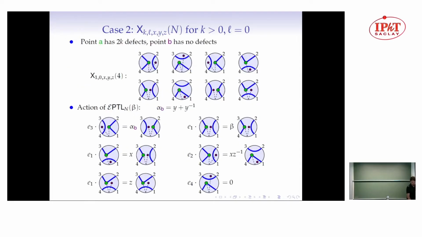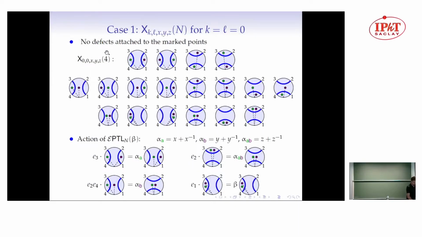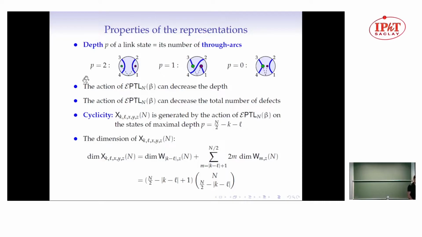In particular, in my previous examples, this means that acting with the algebra on a state like this, I can stay inside this, or I can go down these lines. I can produce states that have a smaller depth. The depth is not the only important number. Whenever K and L are bigger than 0, the other number that can only decrease and may not increase is the total number of defects. If I have these two defects, I can connect them together, but the action of the algebra cannot increase this number of defects.